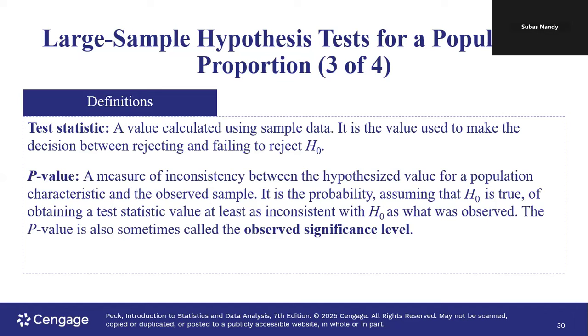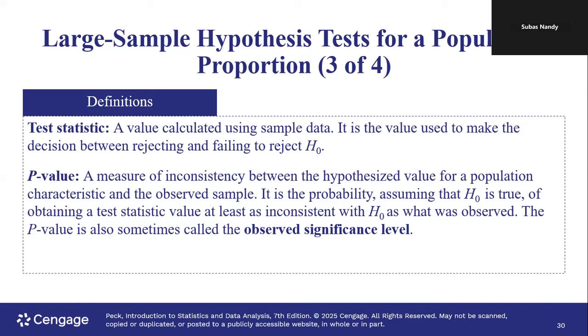Test statistic: a value calculated using sample data. It is the value used to make the decision between rejecting and failing to reject H0. Remember, we talked about making decisions: we reject H0 if there is enough evidence from the sample data to support the alternate hypothesis. Then we will reject the null hypothesis.